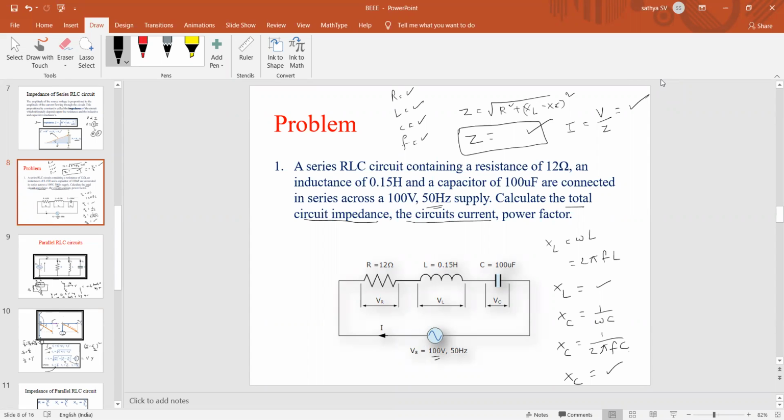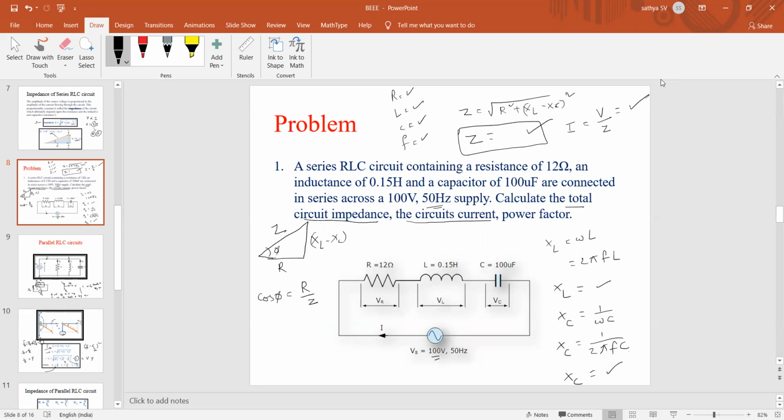Then what about power factor? See here, check your impedance triangle: phi, R, XL minus XC, Z, right? This is your impedance triangle, correct or not? The impedance triangle. Yes, sir. So from this, what is the power factor, in the sense cos phi? What is cos phi from this triangle? R by Z. Very good. Adjacent side by hypotenuse.